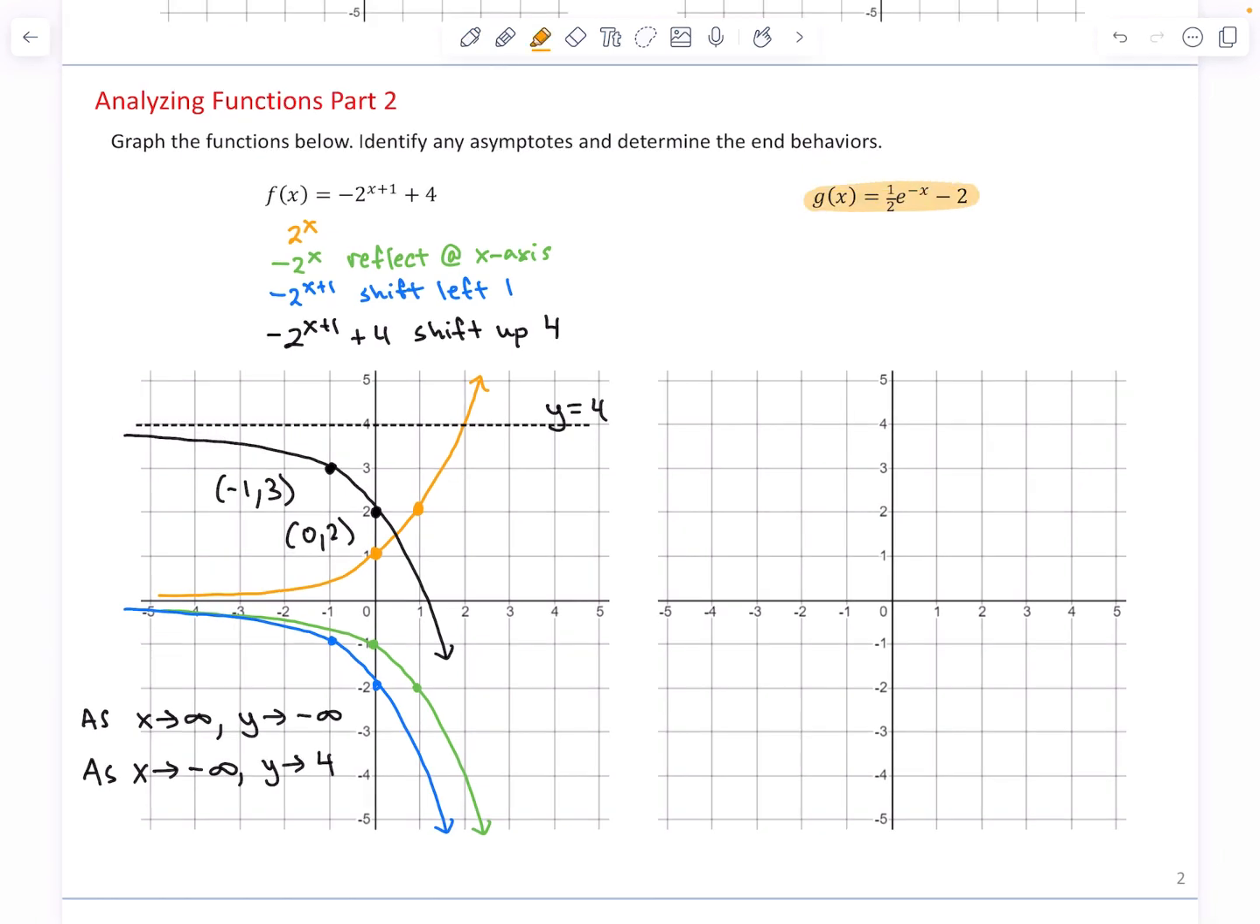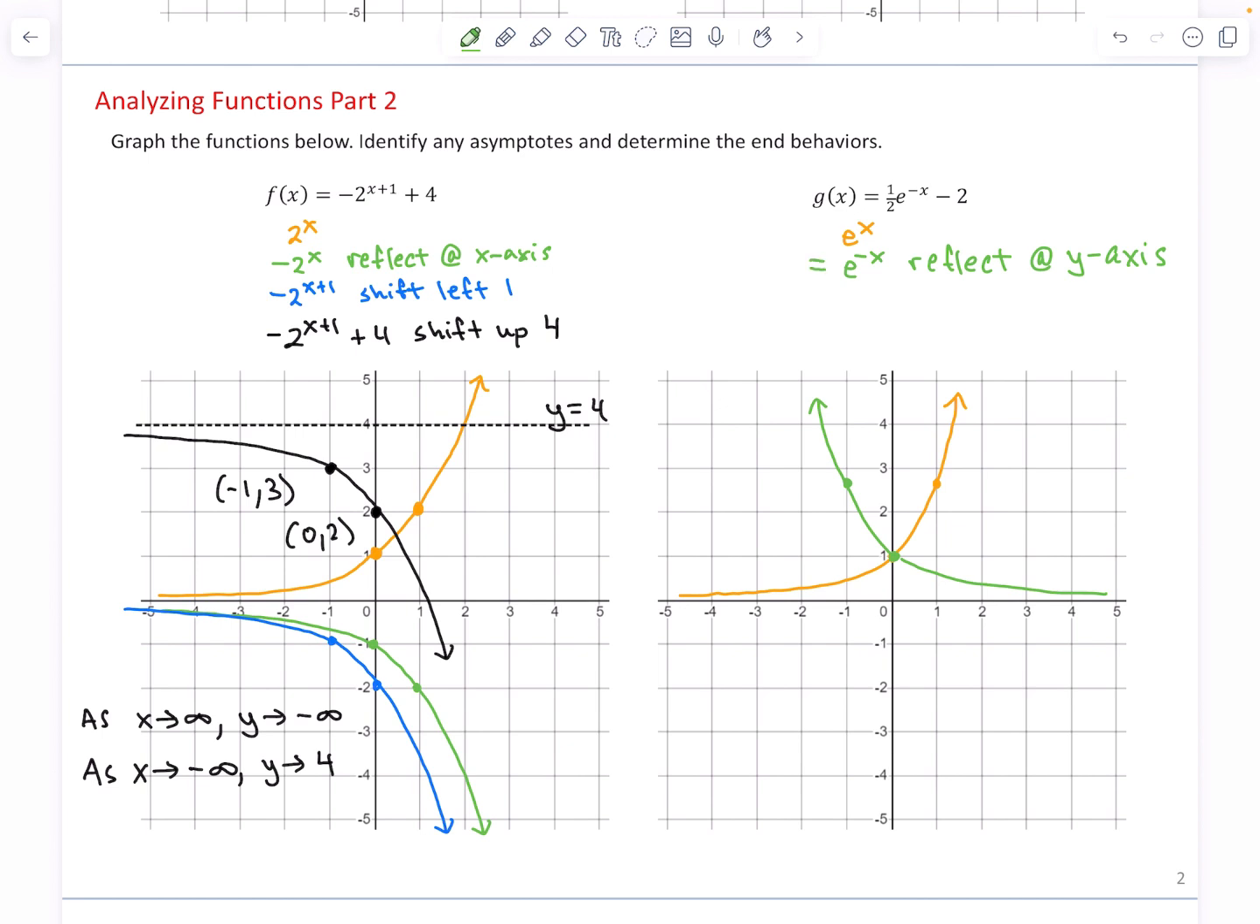Okay, now let's look at g of x. The parent function here is e to the x, which passes through 0, 1, and 1, e. E is about 2.7, and we have a growing exponential function. Now the first transformation is to change x to negative x, which is a reflection about the y-axis. So the point 0, 1 will not move. 1, e will become negative 1, e, and we will now have a decaying exponential.